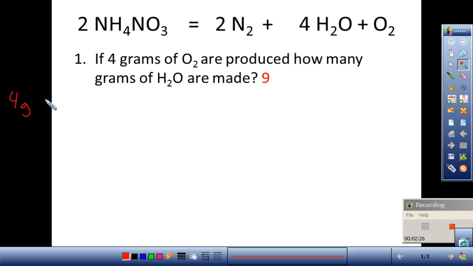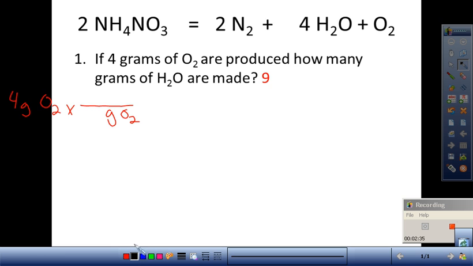And I got 4 grams of O2. I don't want grams of O2, so I put it down there. The only thing I can change grams to is moles. And if I'm O2 on the bottom, I got to be O2 on the top. 1 mole in the fraction, so I put 1 mole. Grams, oxygen is 16, so 16 times 2 is 32. Cross off my like units.